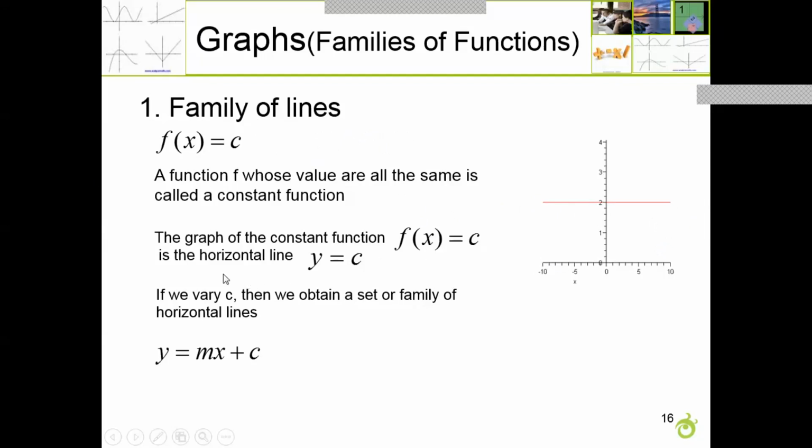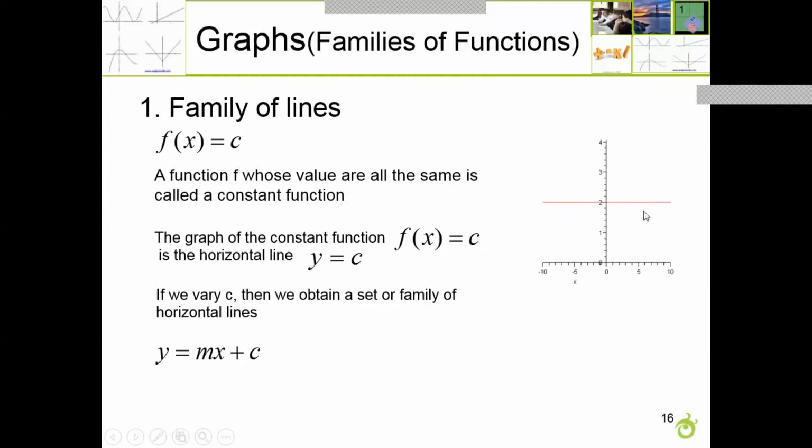So all the graph of constant function, okay, will have the horizontal line, only the horizontal line. Okay, sebab dia punya nilai y dia sentiasa sama for all values of x. Okay, then we have the same values of y. So sebab itulah function dia bentuk horizontal line. Okay, but if we vary c tu kita tukar yang lain-lain, so we can obtain a set of family of horizontal line.